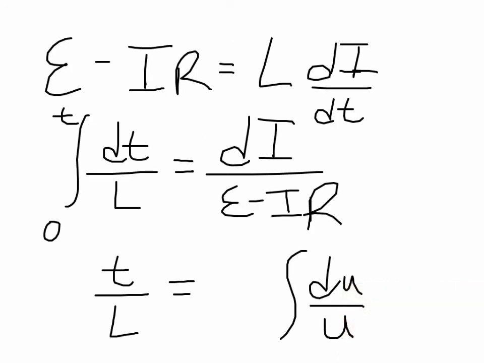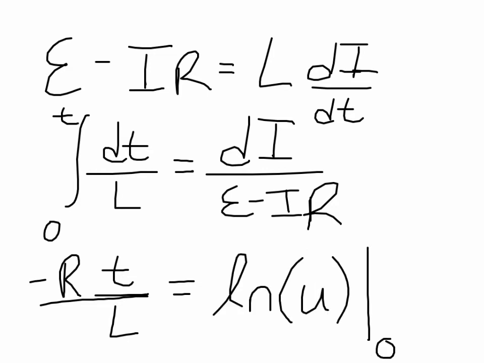So I can move over the negative R to do negative R over L times time equals the integral of du over u. Integrating that gives us the natural log of u. And we're going to do that between our two bounds, between no current in the beginning and our maximum current at the end.